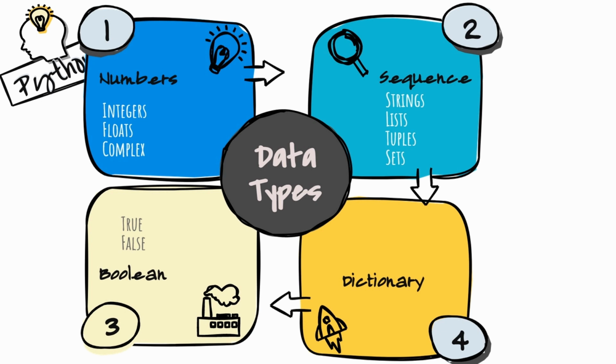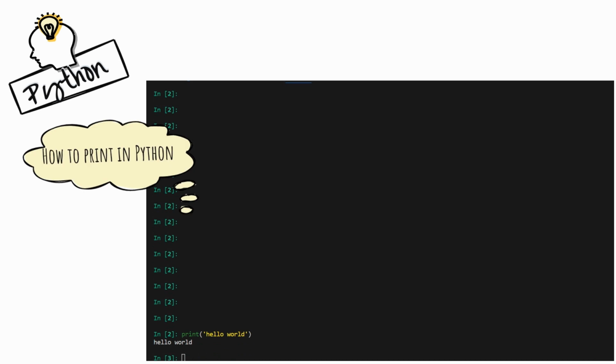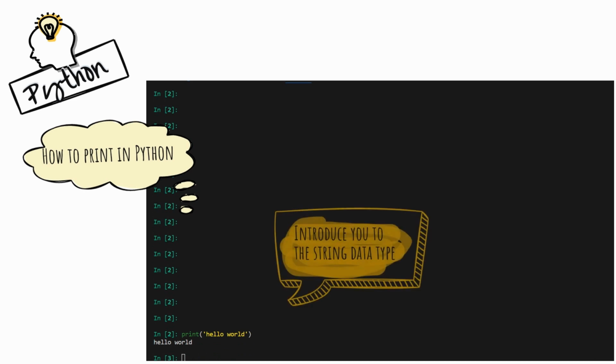For example, a statement like while True: print hello world will print hello world forever until the condition is no longer true. When many people first learn Python, they start with a simple print hello world statement, which teaches them two things. The first one is how to print in Python, and it introduces them to the string data type.